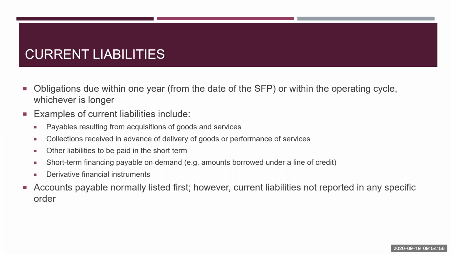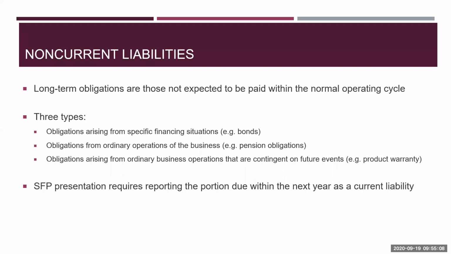So when it comes to your current liabilities, your accounts payable normally is the first account that is listed, but otherwise there is really no order. But when we were talking about your current assets, we said there is the order of liquidity. So cash, then the short-term investment, then accounts receivable, so on and so forth. That was your order of liquidity. We don't have the same thing in your current liabilities.